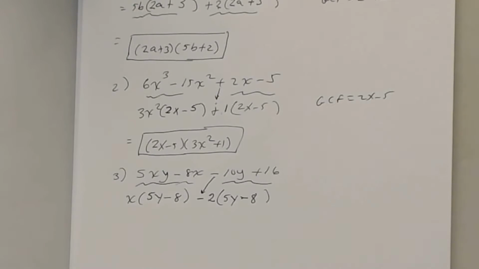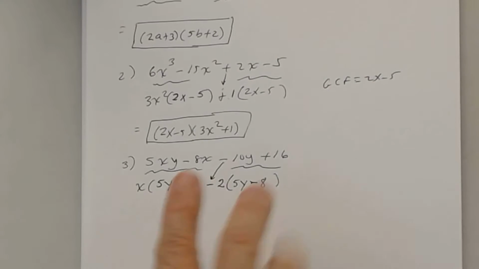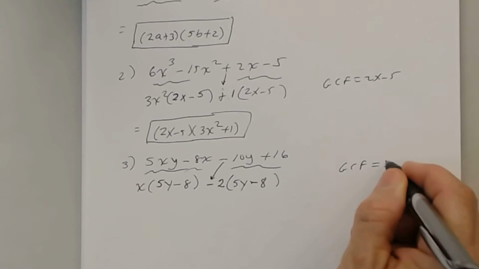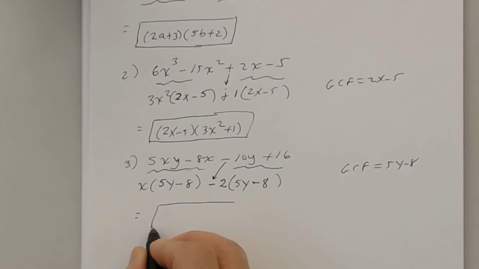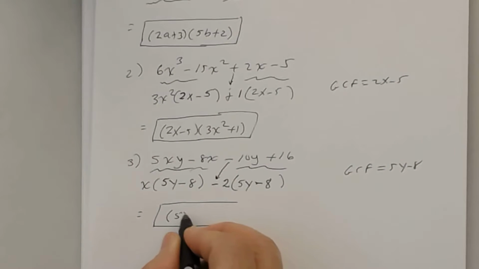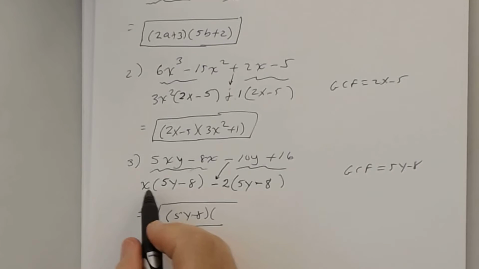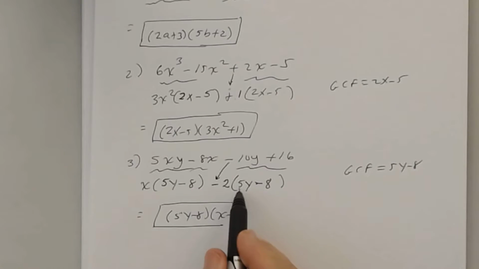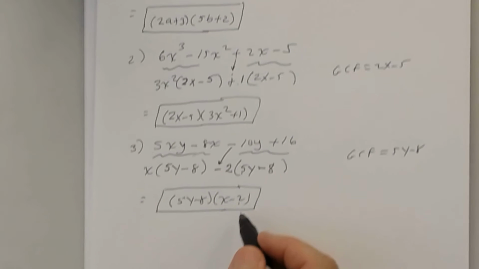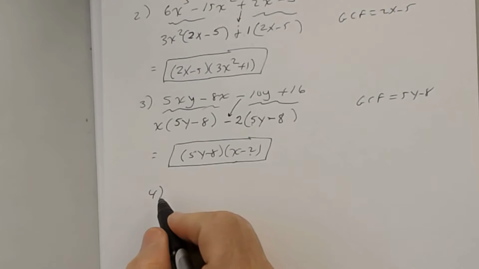If this is factorable by grouping, then these two binomials should be the same. Should be the same factor. So now my GCF is 5y minus 8. And so I can factor out the GCF. So my answer is going to be, in parentheses, 5y minus 8 times what? x minus 2. So you can always check yourself. 5y minus 8 times x is this. 5y minus 8 times a negative 2 is this. Okay? All right, number 4.